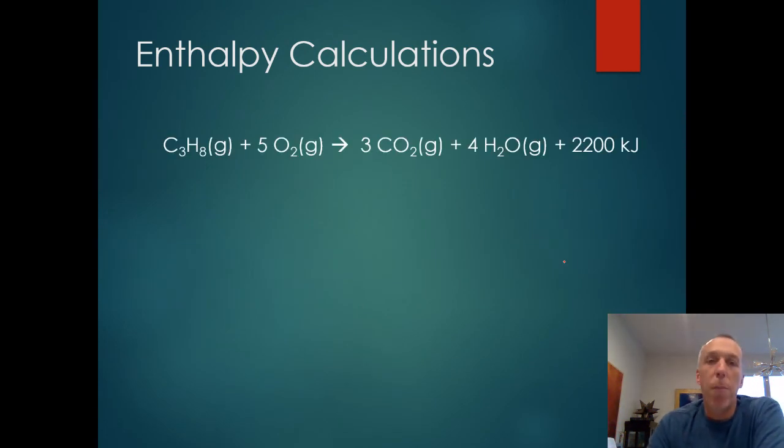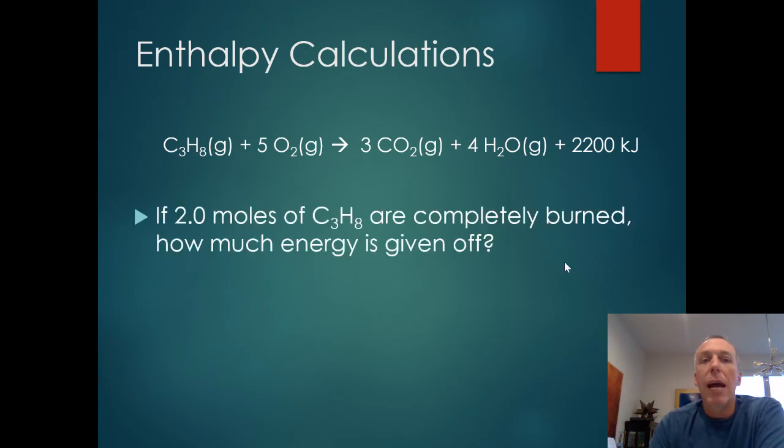Here's our propane example from earlier. This is the balanced thermochemical equation for the burning of propane. And our question is, if 2 moles of propane are completely burned, how much energy is given off? You could probably do this one in your head, but we're going to use dimensional analysis to solve this problem. 1 mole of propane will produce 2,200 kilojoules of energy. So how much would 2 moles produce? Hopefully you said twice as much energy, 4,400 kilojoules, and that is correct. But let's see how we would set it up with dimensional analysis.